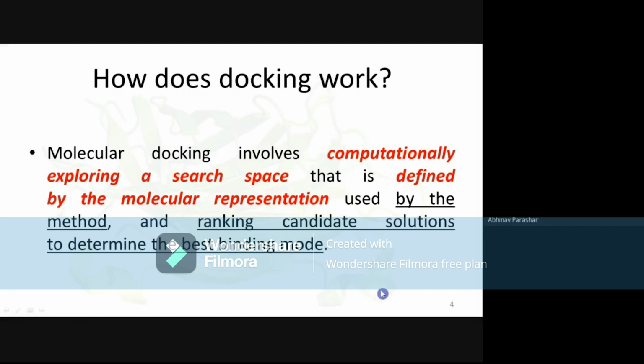We try to fix a search space where we are going to explore the binding ability of a molecule, of a ligand, on the protein. So computationally exploring a search space, which is defined by the molecular representation. Molecular representation is the coordinates and the atoms, which are defined in a very different way. I'll try to show it to you. Used by the method: when we say the method, it can be different methods. There are so many docking tools available, and they have different approaches to doing docking. That's why it is defined by the method used, and ranking candidate solutions to determine the best binding mode, which you have understood by now, I hope.